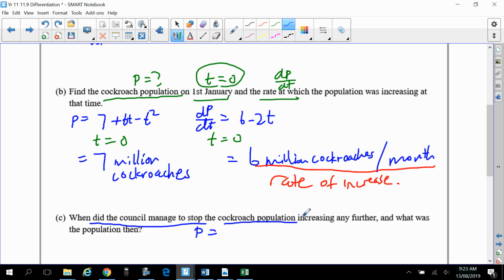Actually, it's not even P. Stop the increasing any further. So it's not about the quantity. It's about the rate, isn't it? That's it. The rate of change has to be equal to 0. So again, it's easy to differentiate. It's easy to substitute. But what do I do?